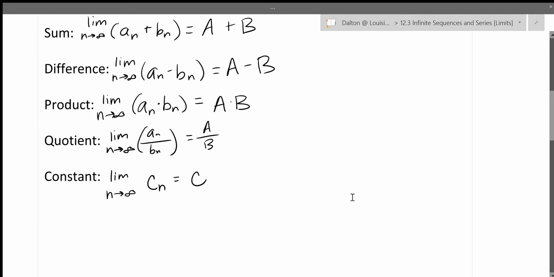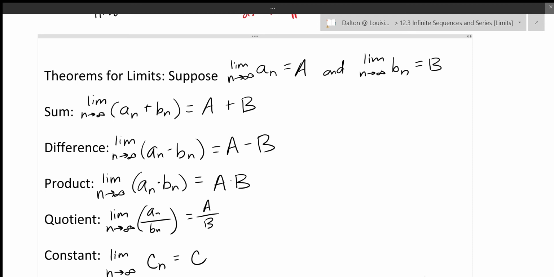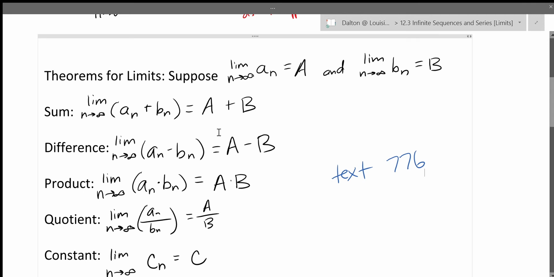Okay, if you want to see this expanded, I did the short version so that you didn't have to keep writing the limit again and again. If you look in your textbook, page 776, they have this same chart on there with all the limits actually written out. But this is the basic idea.